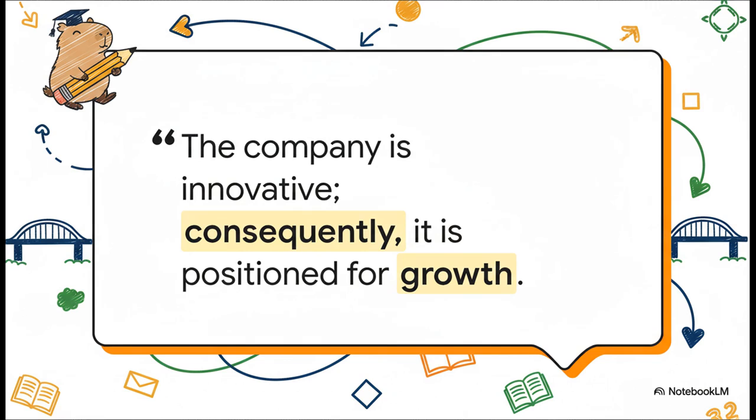Let's see this in the wild, shall we? The company's innovative. Okay, that's a complete thought. It can stand on its own. It is positioned for growth. Yep, another complete thought. And right in the middle, you have consequently telling you why it's positioned for growth. See how that semicolon comma combo just perfectly builds that bridge between the two ideas?